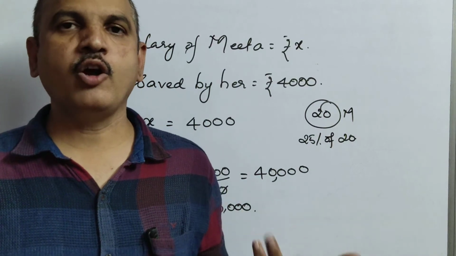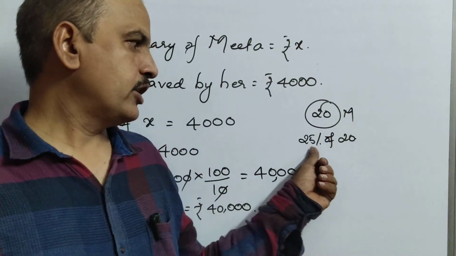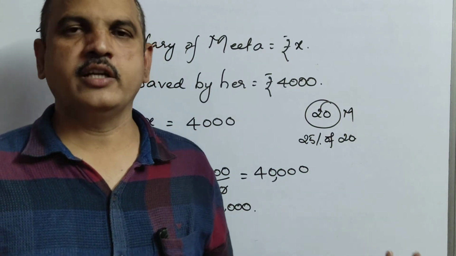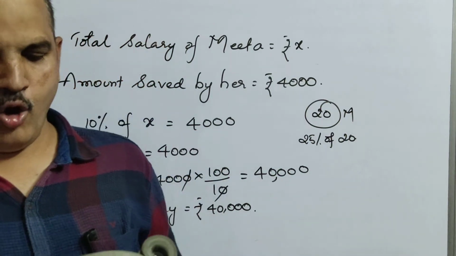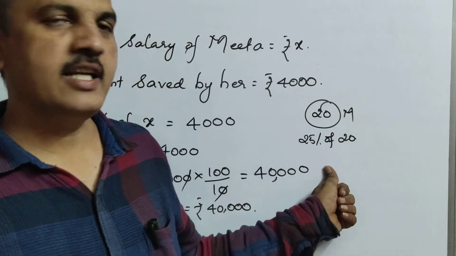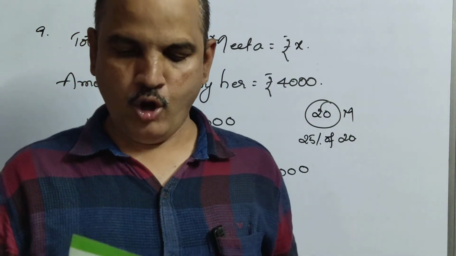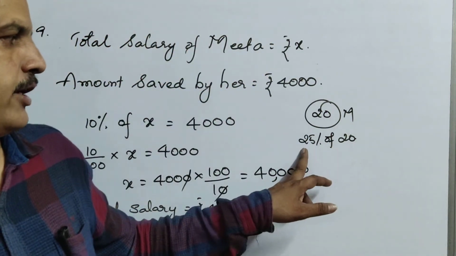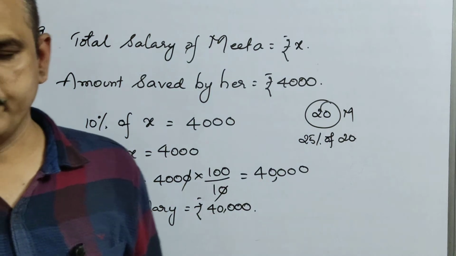So what they are asking is how many matches they won. So 25% of 20, what is that? That is only asking how many matches did they win. So how many you will get, that will be the answer. The winning matches will come by doing 25% of 20.